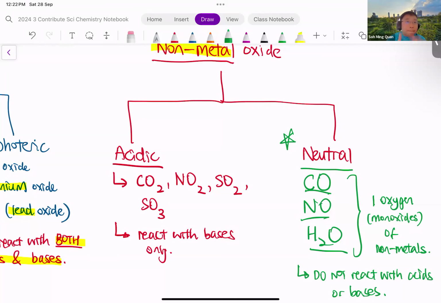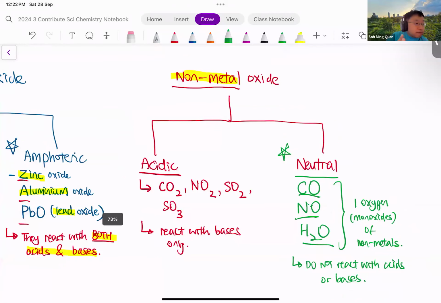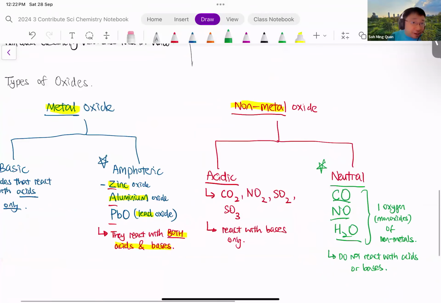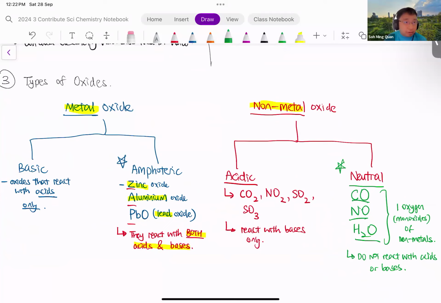So if I zoom out, the majority of metals form basic oxides. Zinc, aluminium, lead are the three special metals which form amphoteric oxides. Then we go to non-metals. Non-metals, majority acidic oxides. So like carbon dioxide, sulfur dioxide, acidic. The only exceptions are CO-NO-HO: carbon monoxide, nitrogen monoxide, and water, which contain one oxygen only. If they have one oxygen only, they are neutral for the non-metal oxides.